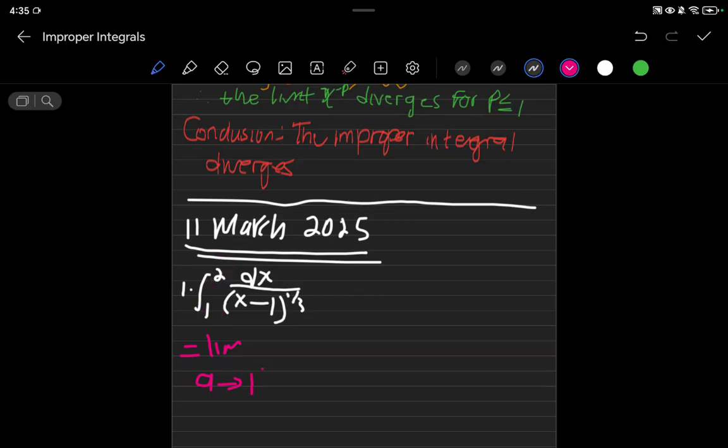Then 1 to the plus, because it's A, our lower limit, so that one will be plus. So I write A here, I write 2, then I write dx over (x minus 1) to the 1 over 3. We agree right now?